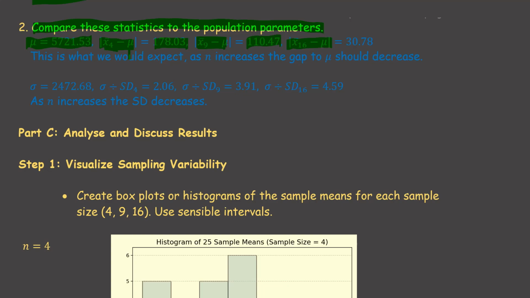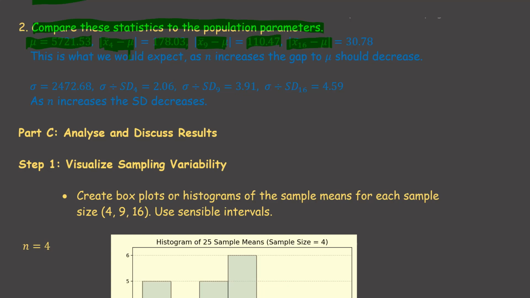The variability of the sample means decreases as the sample size increases. When I talk about variability of the sample means, we're talking about standard deviation. Larger samples average out individual differences in the population, resulting in less fluctuation in the sample means. This reduction in variability is reflected in the decreasing standard deviation of the sample means, causing the distribution to become narrower and more tightly clustered around the population mean.